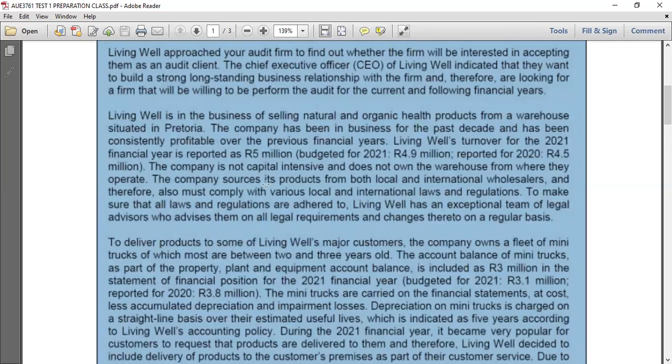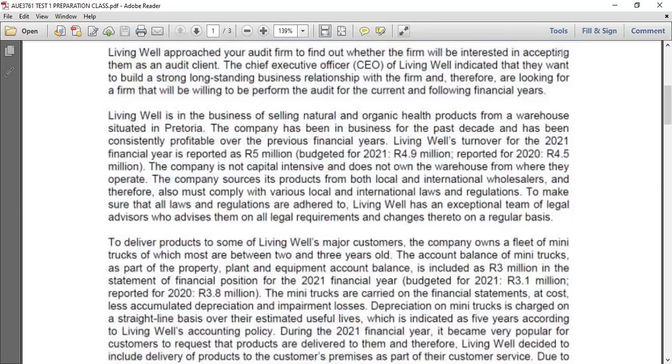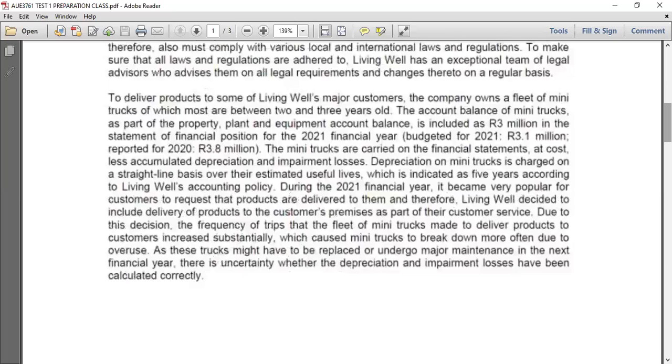Right. Then we can talk about there was an issue here to deliver products to some of Living Well's major customers. The company owns a fleet of mini trucks, of which most are between 2 and 3 years old. The account balance of mini trucks as part of the property, plant and equipment account balance is included as 3 million in the statement of financial position. The mini trucks are carried on the financial statements at cost less accumulated depreciation and impairment losses. Depreciation on mini trucks is charged on straight line basis over their estimated useful lives, which is indicated as 5 years according to the Living Well's accounting policy.